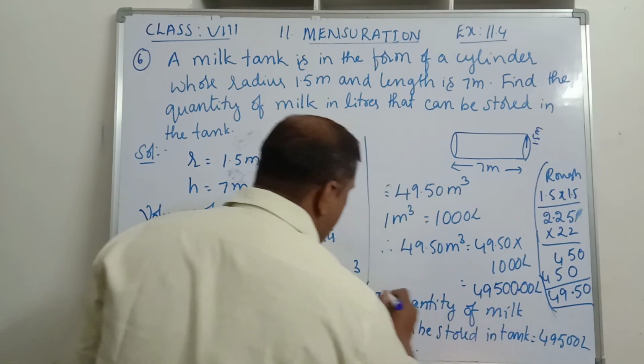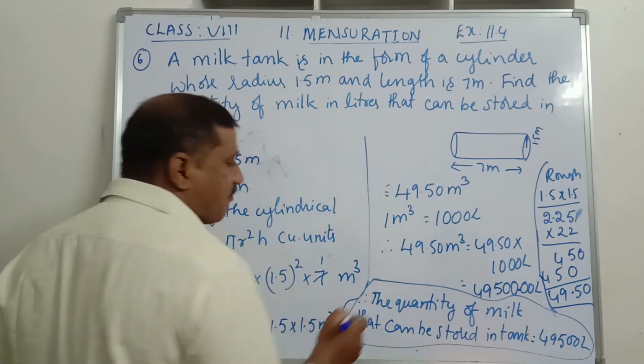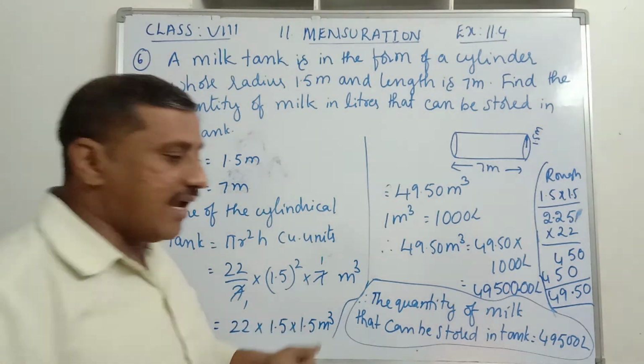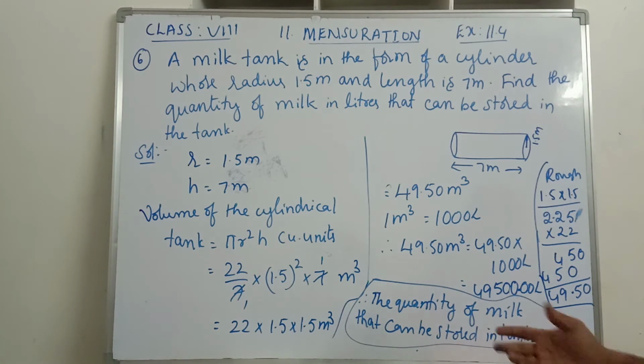49,500 liters. How much is it? 49,500 liters of milk can be stored in the cylindrical tank here. So we will find the volume of the cylinder by using the formula pi r square h. We will get the volume in meters cube.